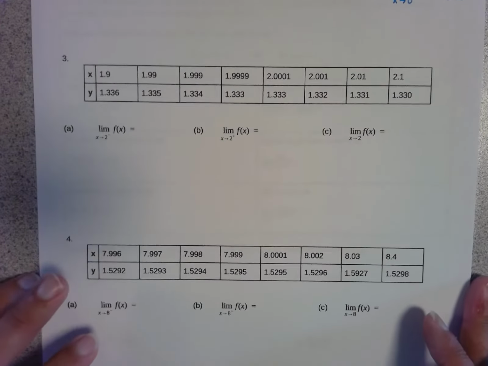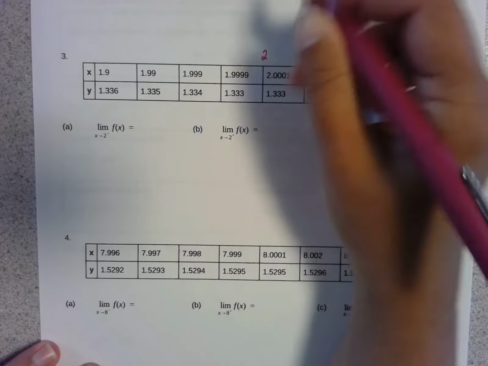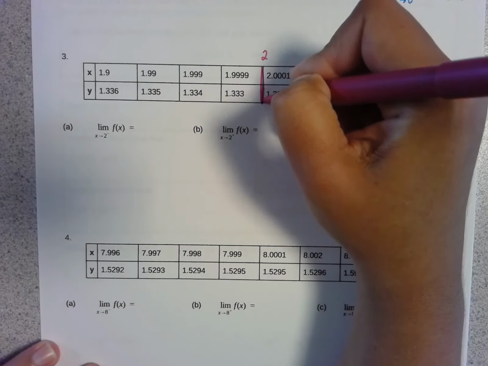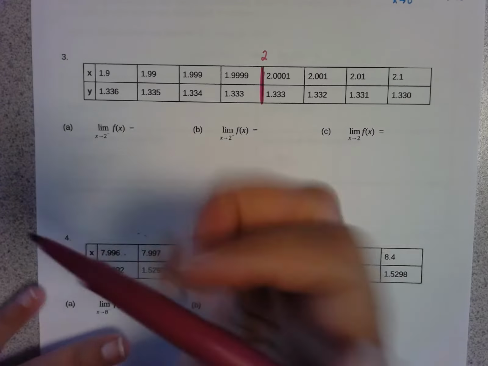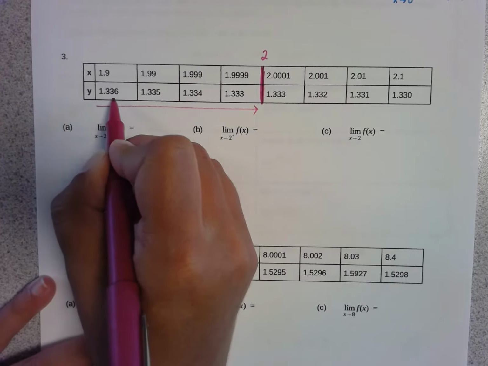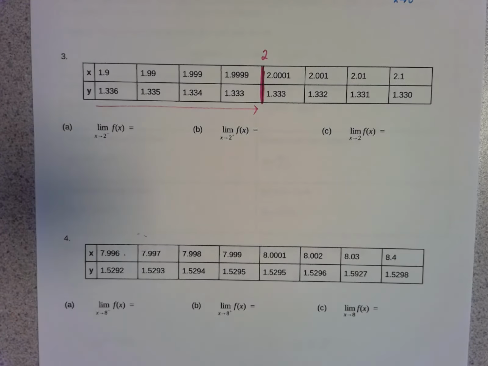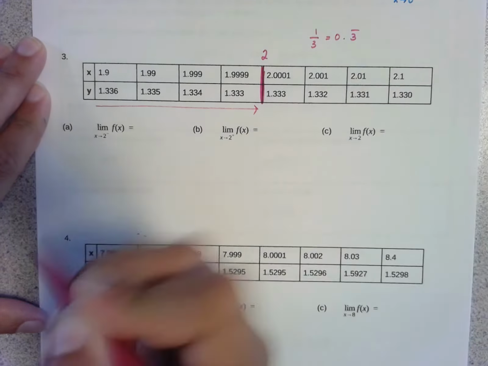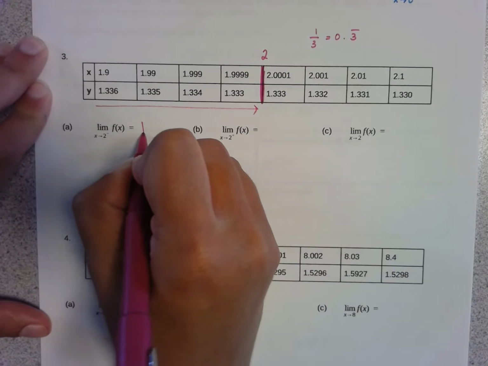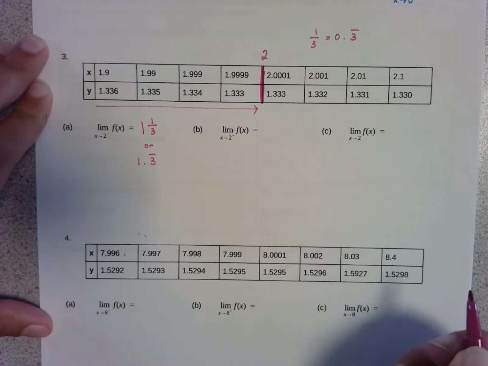For our next table here, we're asked to find the limit as x approaches 2. You'll notice that in this table, the 2 would lie right in between these two boxes, the 1.999 and the 2.0001. If we approach that box from the left, we've got 1.336, 1.335, 1.334, 1.333. So 1.333 repeating is like 1 1/3. You should know that 1/3 is 0.3 repeating, which means my answer here would be 1 1/3 or 1.3 repeating.